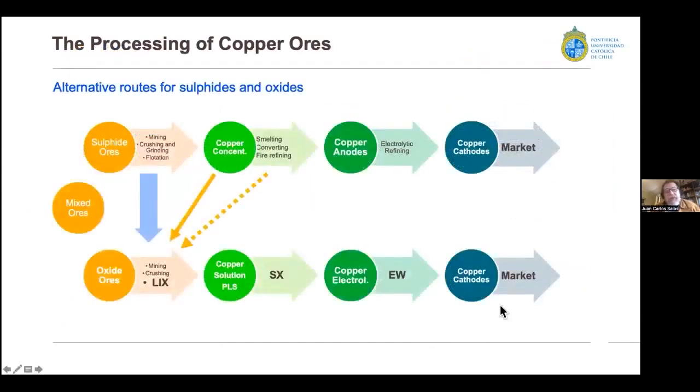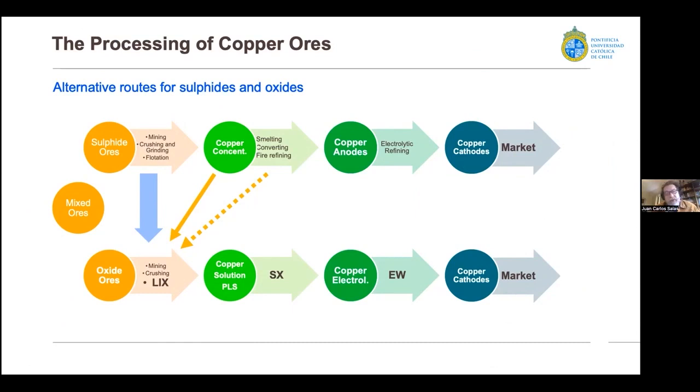In a general view of the copper mining industry, from mine to cathode, we identify two main processing routes. The sulfide route, which is on top of the slide, goes through concentration, smelting, and electrorefining to finally produce a copper cathode. The oxide processing line instead uses a different path through leaching, solvent extraction, and electrowinning to produce cathode of similar quality and characteristics.